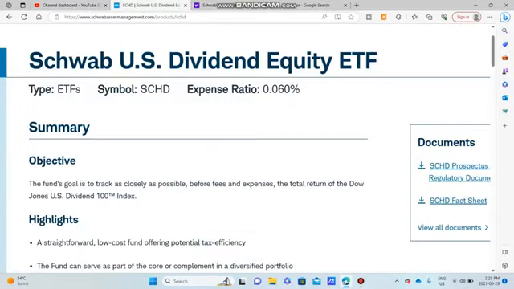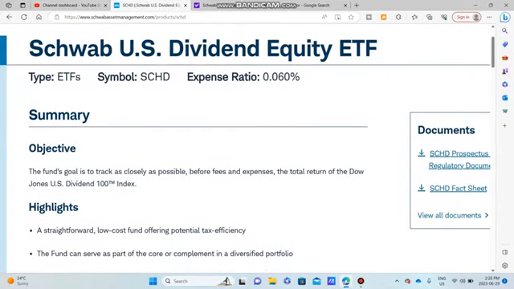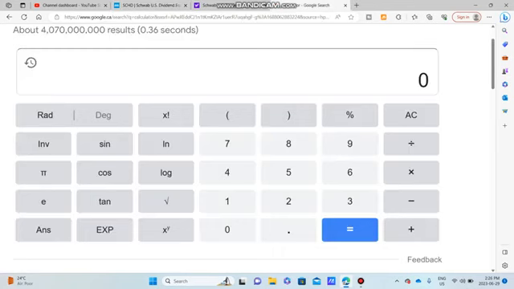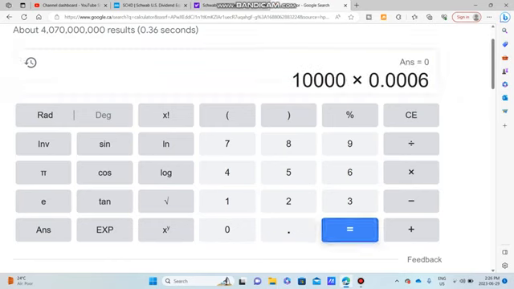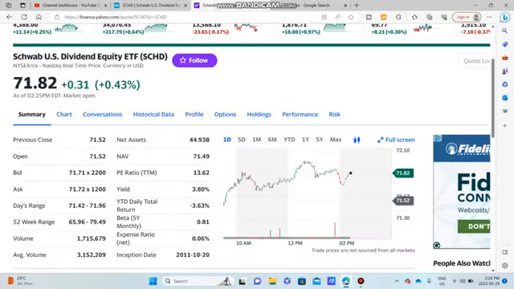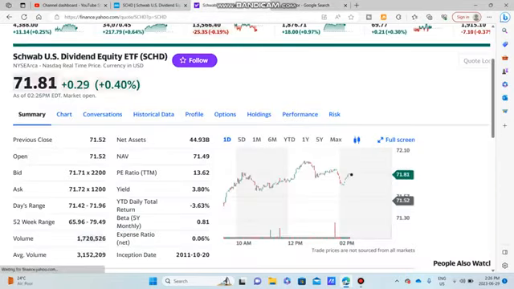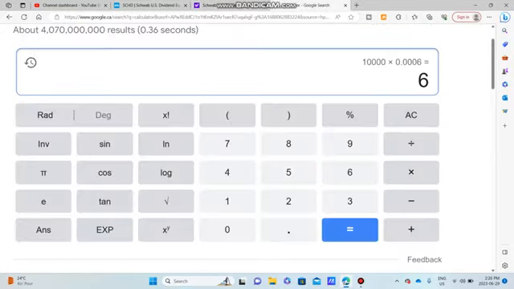Let's get into the Schwab U.S. Dividend Equity ETF. SCHD has an expense ratio of 0.06%. I just want to show you a quick calculation using my calculator. It's not 6%, but 0.06%, meaning for every $10,000 invested, you're going to pay about $6, which is absolutely fantastic. It's a very minor expense ratio for the fund.